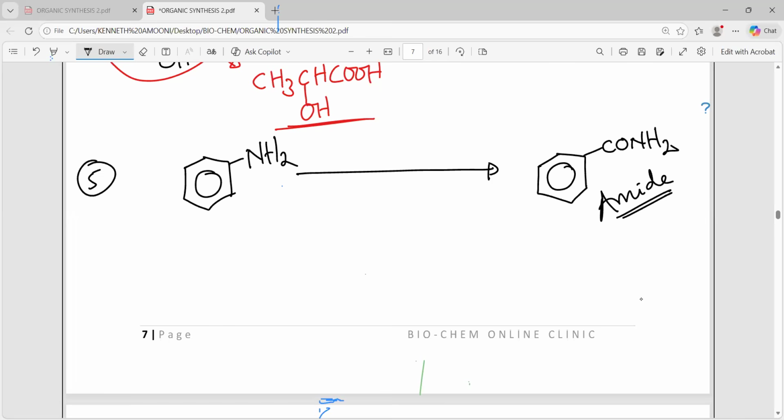So if you're very confused on how it can come, you can do a retrosynthesis. This amide always comes from a carboxylic acid, and that is benzoic acid. So you can easily convert phenylamine to benzoic acid. You can do that conversion. Phenylamine to benzoic acid.